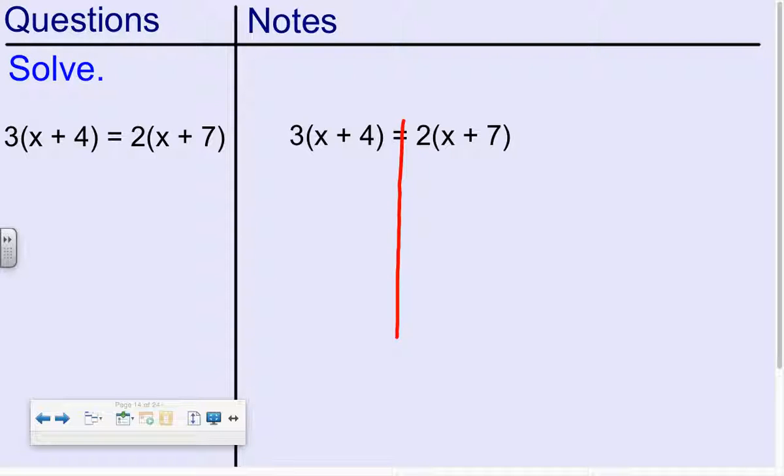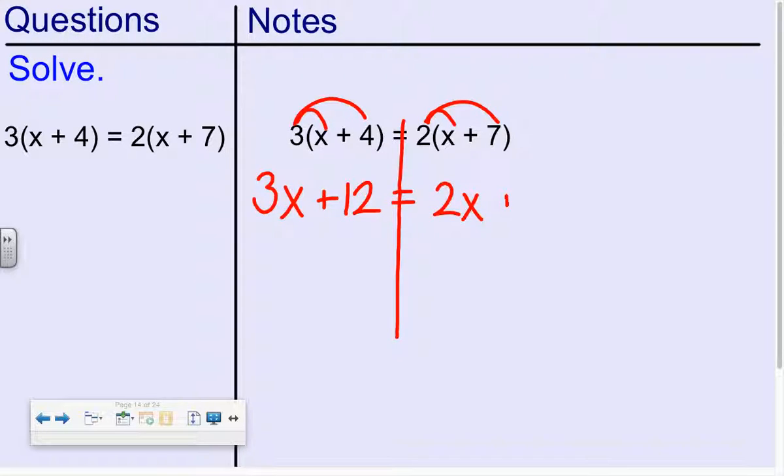So this one, you'll notice, has 2 sets of parentheses. So we're going to have to distribute twice. So I'll distribute the 3, and I'll distribute the 2. So 3 times x is 3x. 3 times 4 is 12. 2 times x is 2x. 2 times 7 is 14.